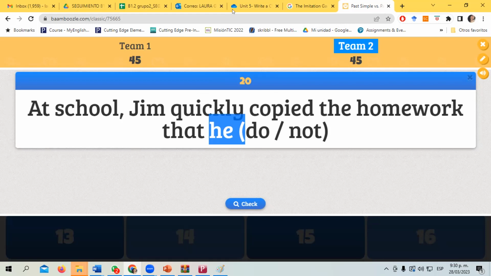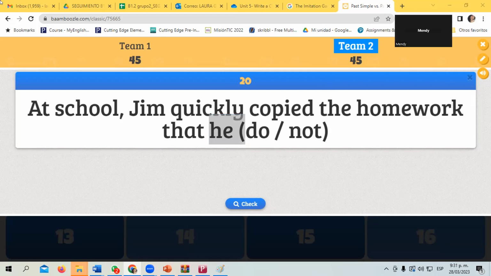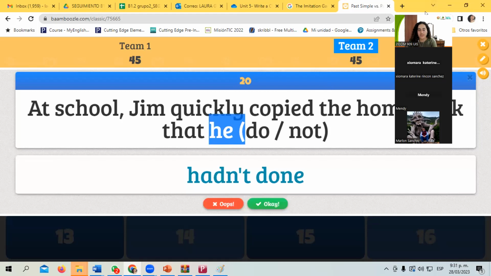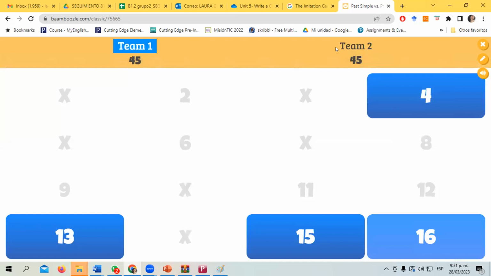Jim. Teacher help. No. In Spanish, trata de pensarla. Jim rápidamente copió la tarea que no. ¿Cómo sería? Que no. He didn't do. All right. No. That he hadn't done. Que no había hecho. Okay. Right? The homework that he hadn't done. All right. So we have a tie for now. Team 1 and team number 2.